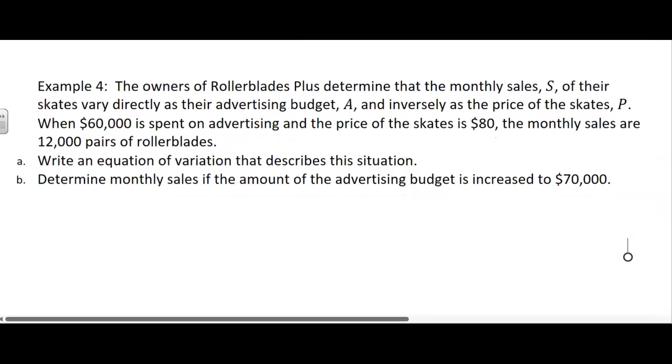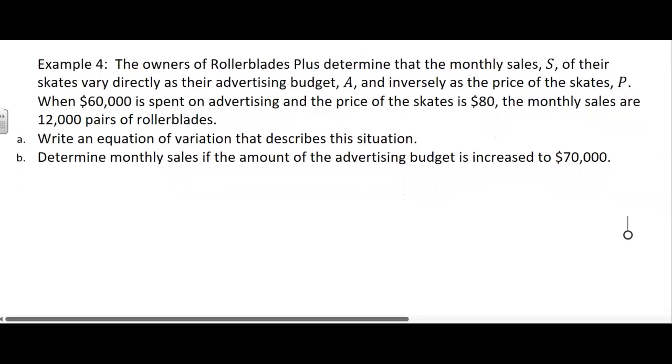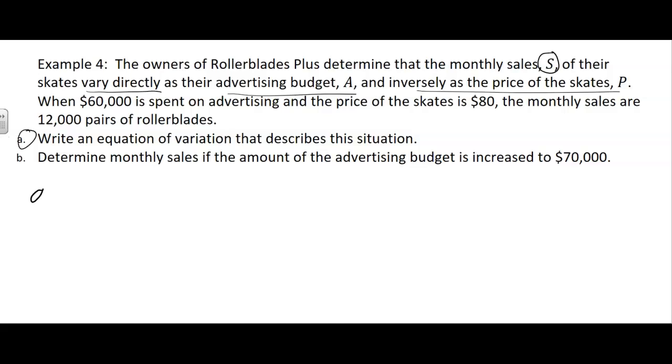Okay, so here it says, example 4, the owners of Rollerblades Plus determined that the monthly sales, S, of their skates vary directly as their advertising budget A and inversely as the price of the skates P. Okay, so let's put that all together. So this part A says write the equation of variation. So here it comes. This is part A.